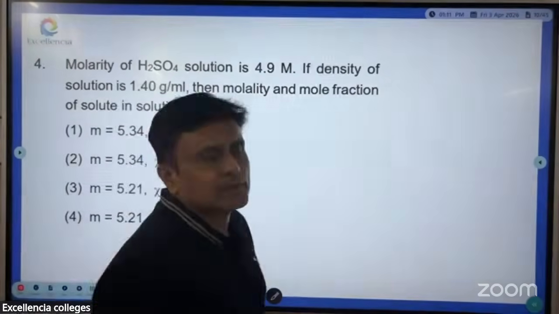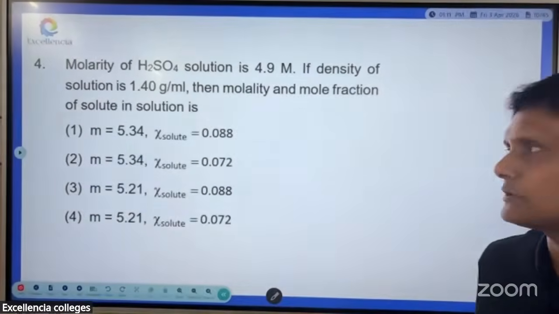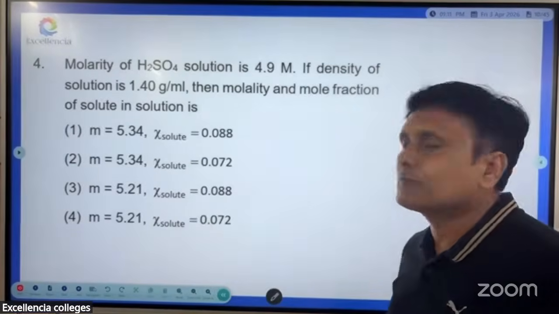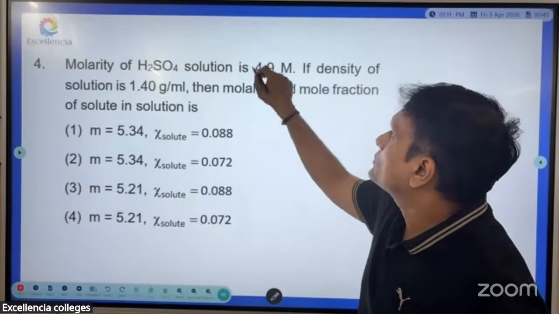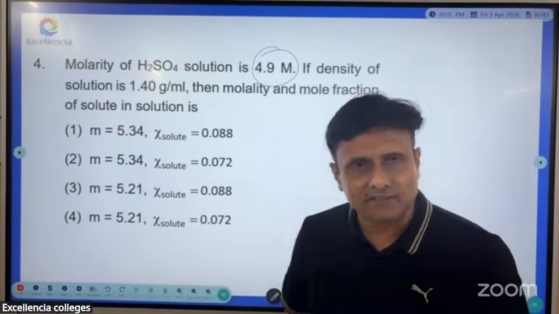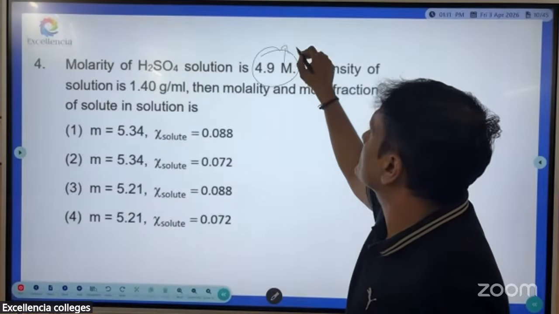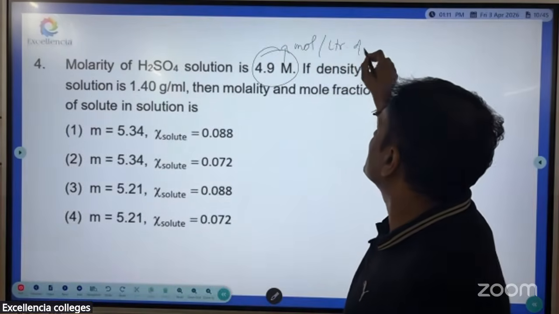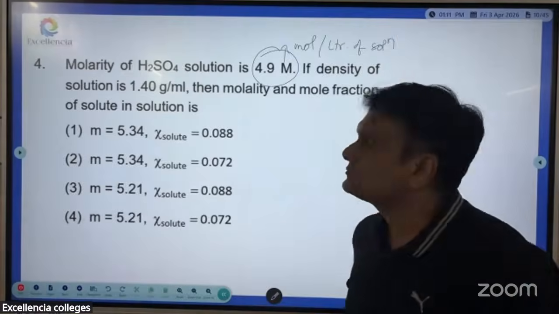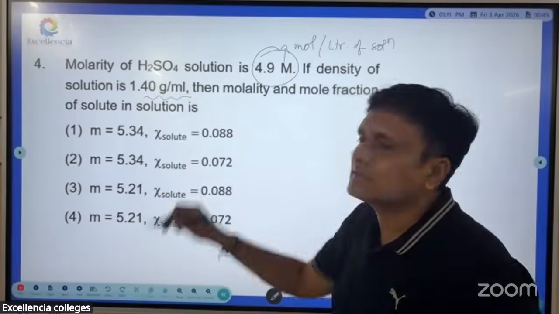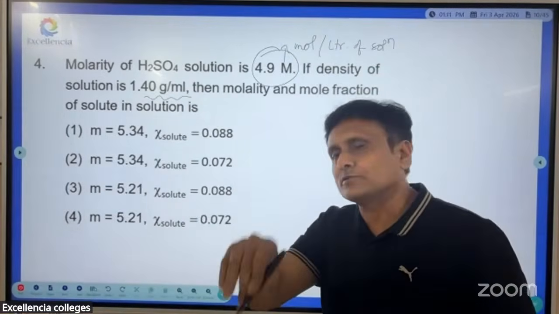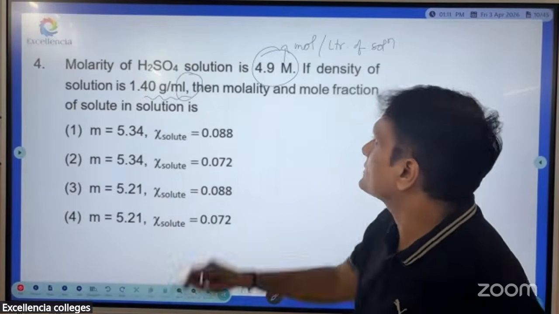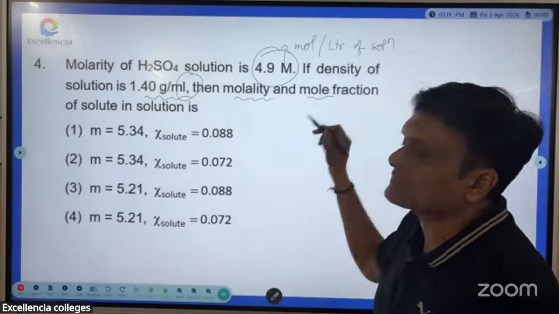Paper was very easy. Okay, don't say that it was difficult, although it is having connection with the stoichiometry. Now you see molarity of sulfuric acid solution is given. You all know the definition of molarity, isn't it? You say that these are the number of moles per liter of the solution, no? And you have been given the density as well, right? Per ml, how many grams of the solution is present? Per ml, it is given as 1.40, and then molality is asked, and mole fraction as well, right?